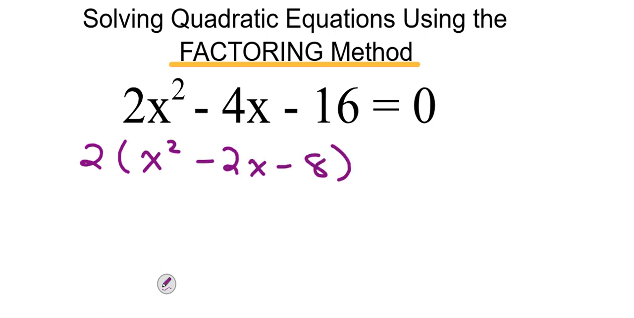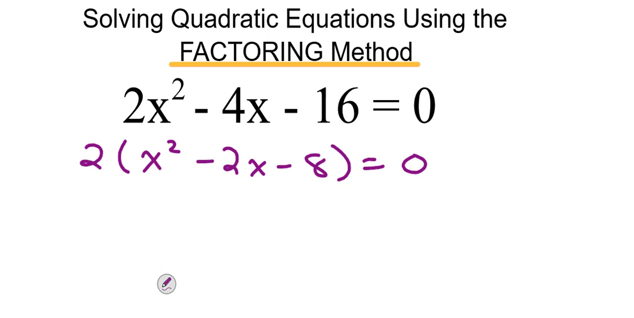You can always check yourself and say, hey, if I go ahead and distribute the 2 times x squared, I get 2x squared. 2 times the negative 2x, I get the negative 4x. 2 times negative 8, I get that negative 16. Let's see if I can do that right. All right, now you're like, oh, this is great, Miss Overby. We have the something times something equals 0. And you're right.